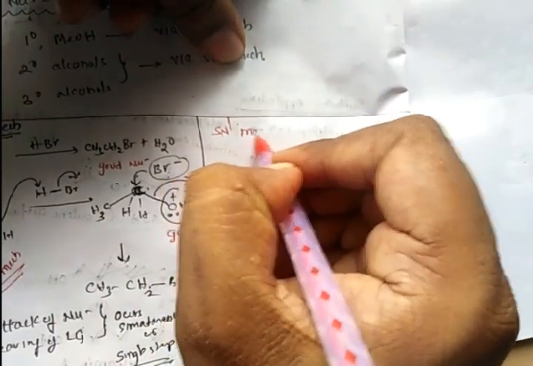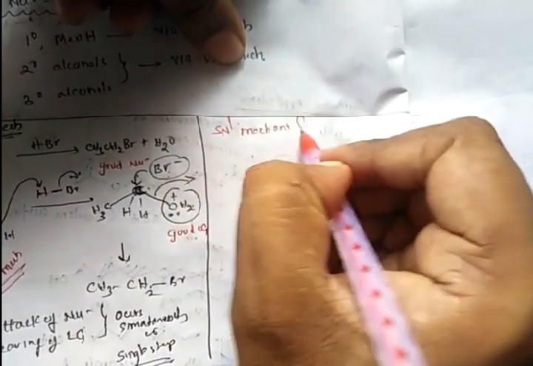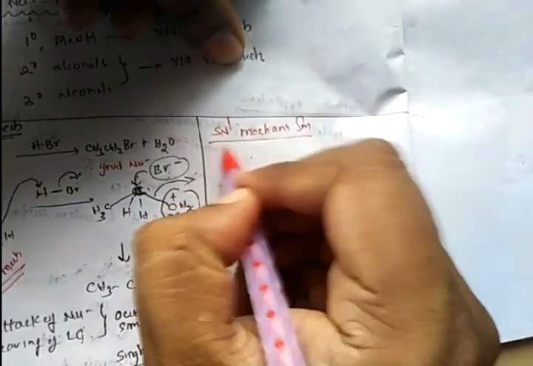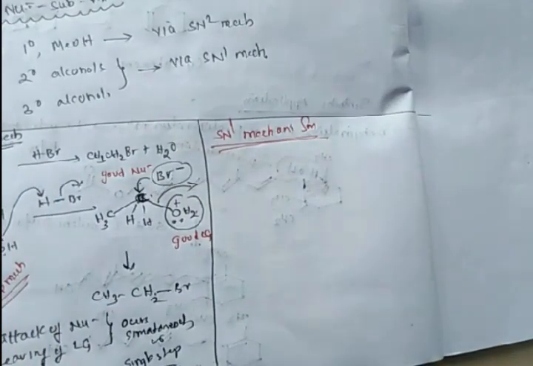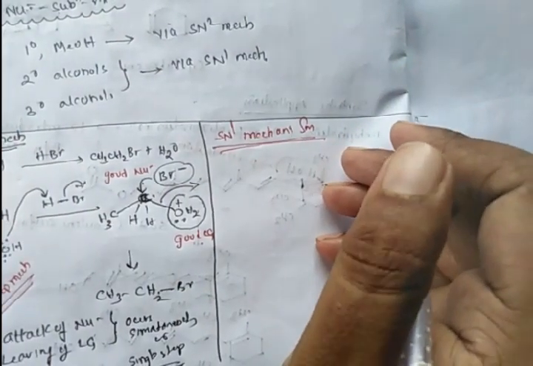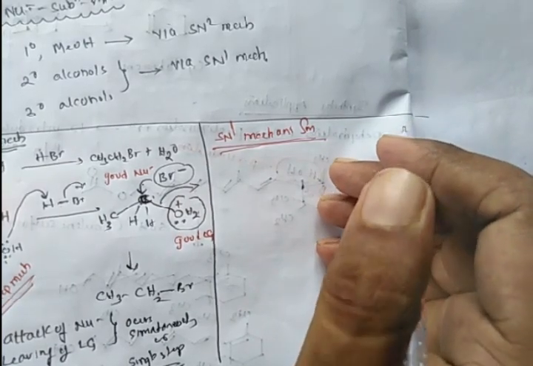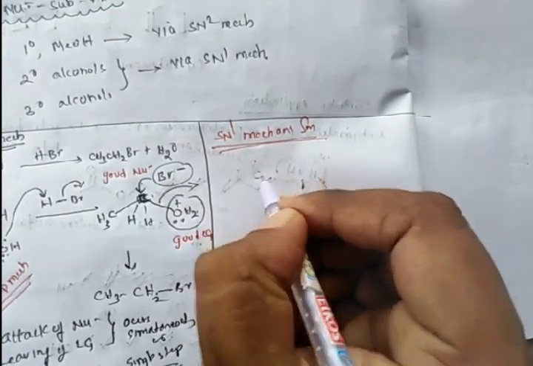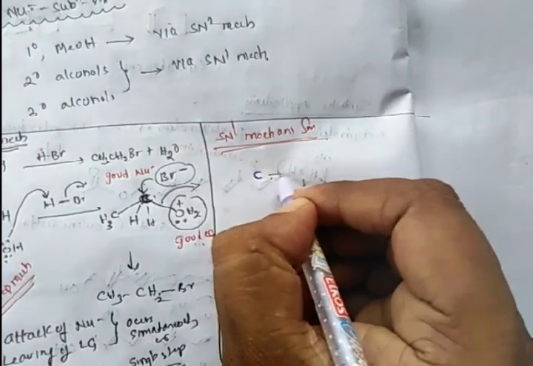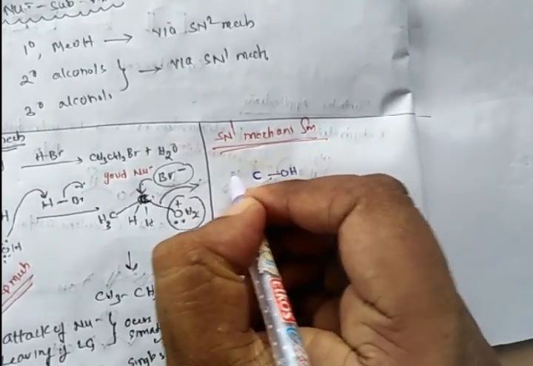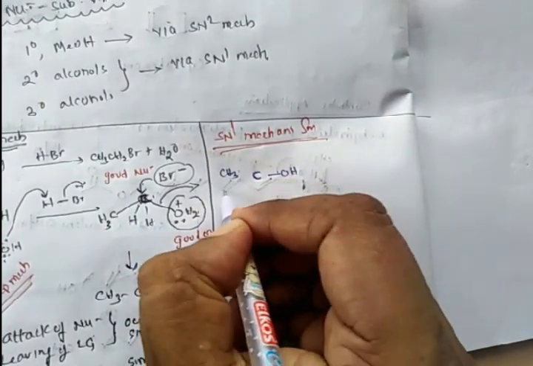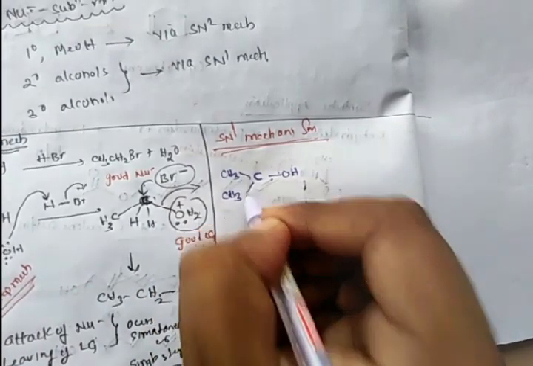SN1 mechanism. So coming to the SN1 mechanism, this SN1 mechanism is generally favored by secondary alcohols and tertiary alcohols. So we will take this CH3, okay.